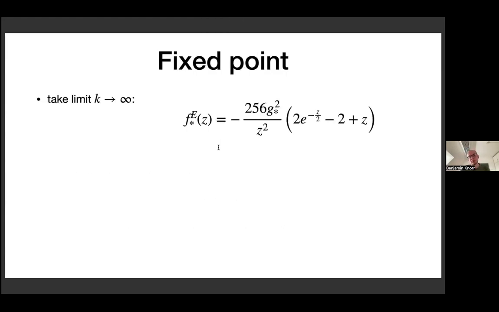You take the k to infinity limit, and you find a very simple function. It's basically an exponential and some rational bits, and it depends obviously on the fixed point value of Newton's coupling. What you also find is that the infrared quantity, the dimensionful Newton's coupling, drops out of the fixed point form factor, as it must, because it's an infrared quantity, so it cannot appear in the fixed point solution. Very good.